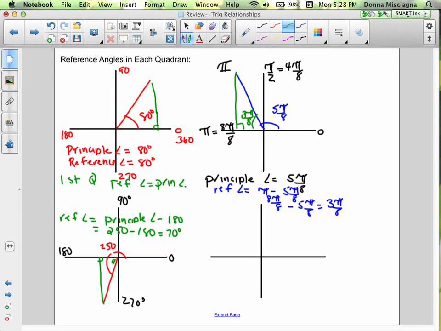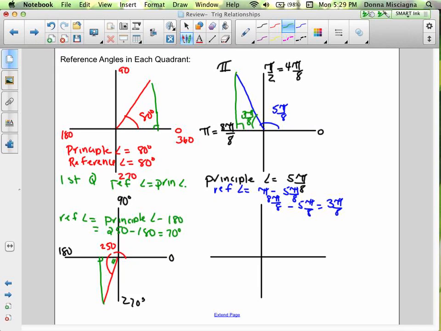So if you're in the third quadrant, you subtract 180 from the principal angle if you're in degrees, or you subtract pi from the principal angle if you are in radians. That's how you find your reference angle, and that reference angle becomes the angle of interest in the reference triangle.